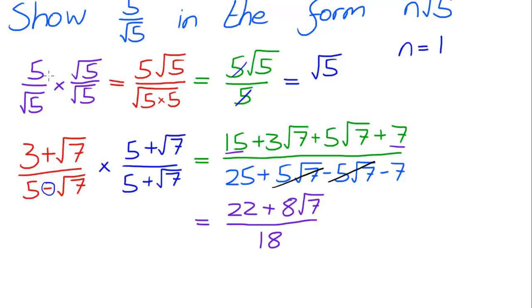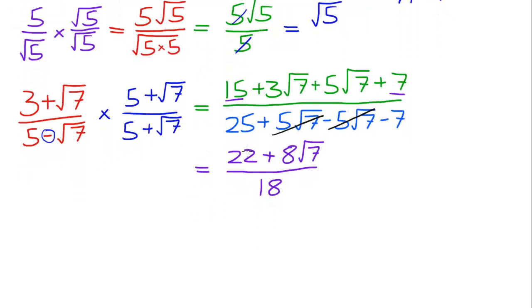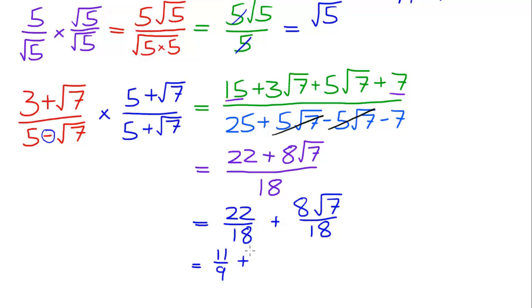Because I just picked these numbers at random, it doesn't come to a neat fraction, but in the exam you might get a neater one. We can tidy that up a little bit. We can say that that's equal to 22 over 18 plus 8 root 7 over 18, which is equal to 11 over 9, just dividing by 2 here, and then plus 4 root 7 over 9. Then if you want it to be really neat, you could say that's 11 plus 4 root 7, all over 9.